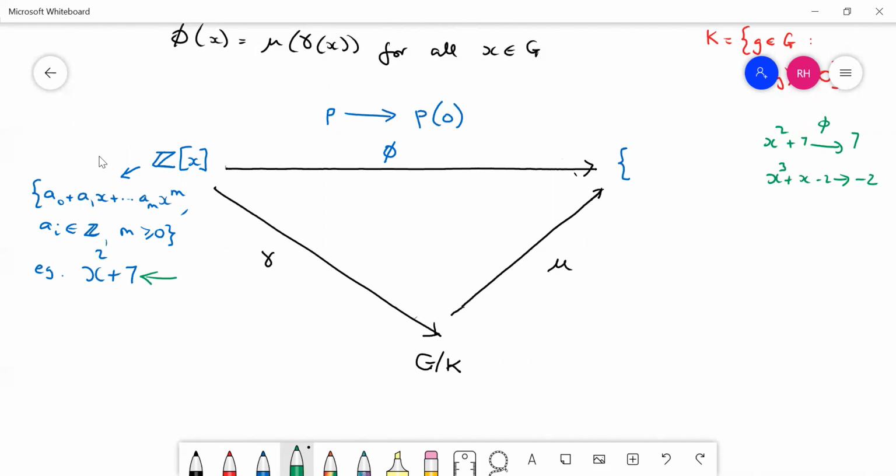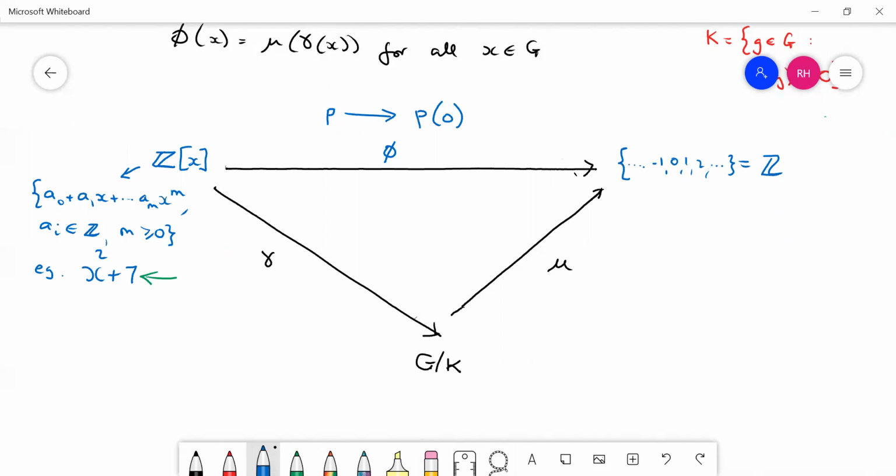Okay, so what are we going to have here? What are all the possible values that we could have here? Well, it's basically all the integers: -1, 0, 1, 2, dot, dot, dot. So if you like, it's just Z.